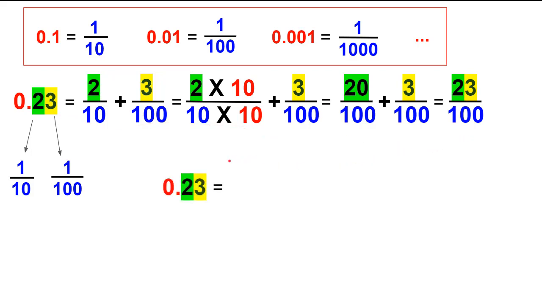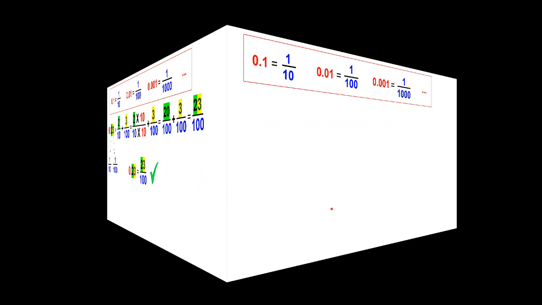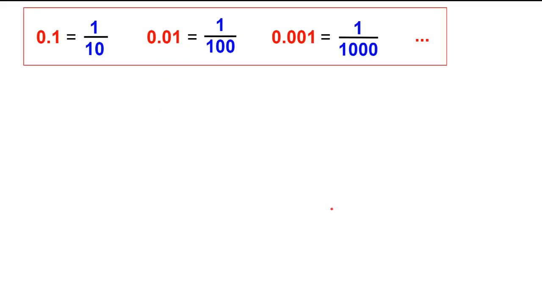So if you see a decimal with 2 digits after the decimal point, you immediately know that it's the 2 digits over 100. And if you can simplify it, you must simplify it. In this case, you cannot simplify it because 23 is a prime number. You cannot divide it by anything aside from itself and 1. Let's see another example.